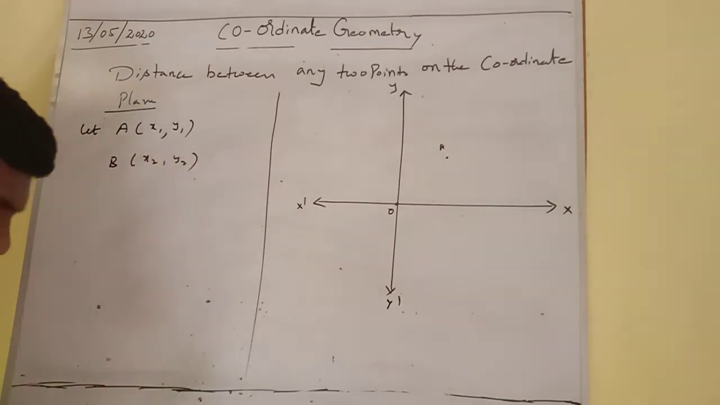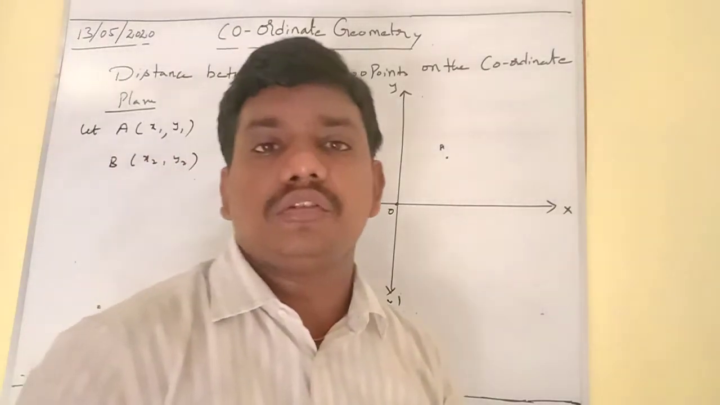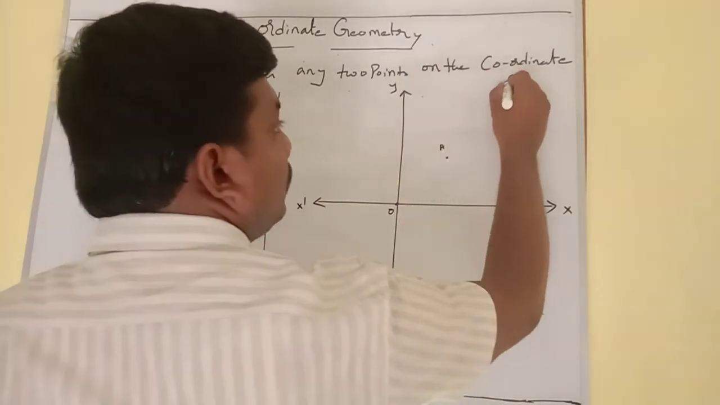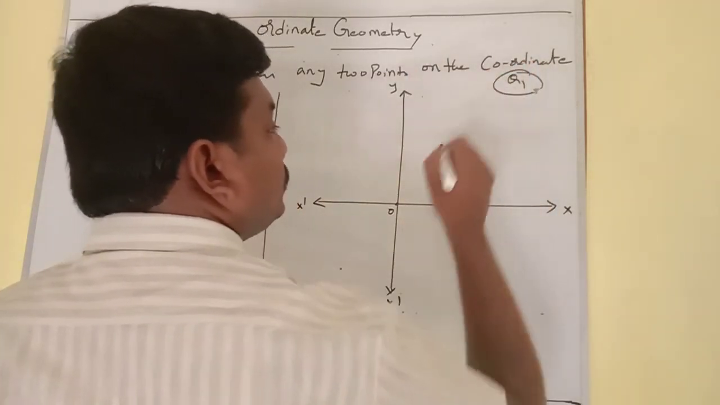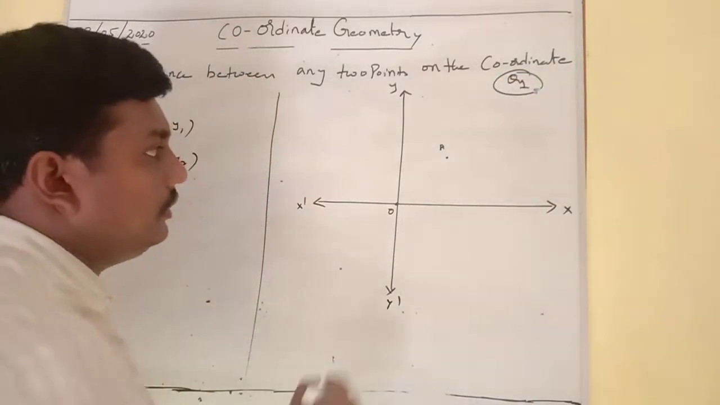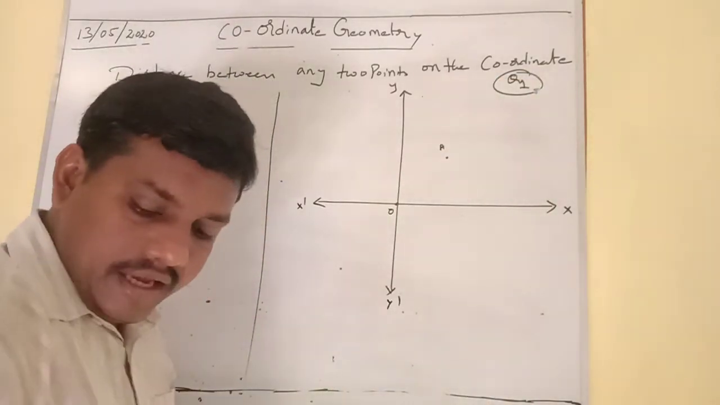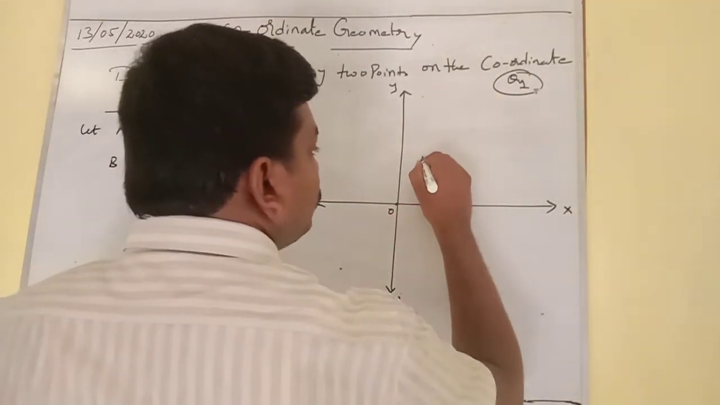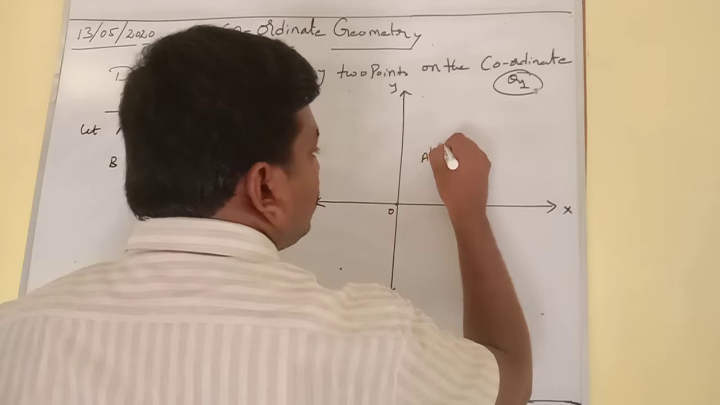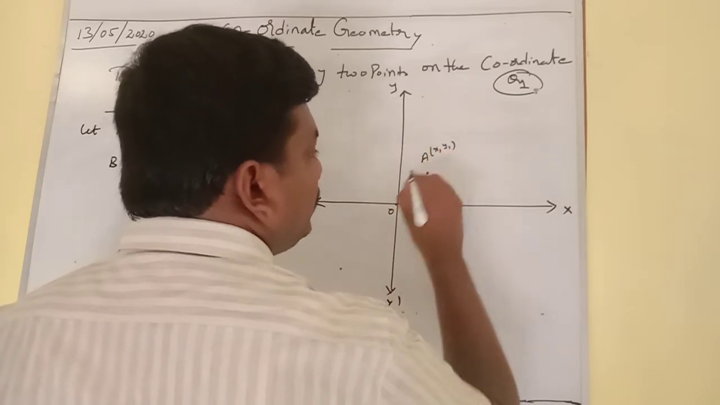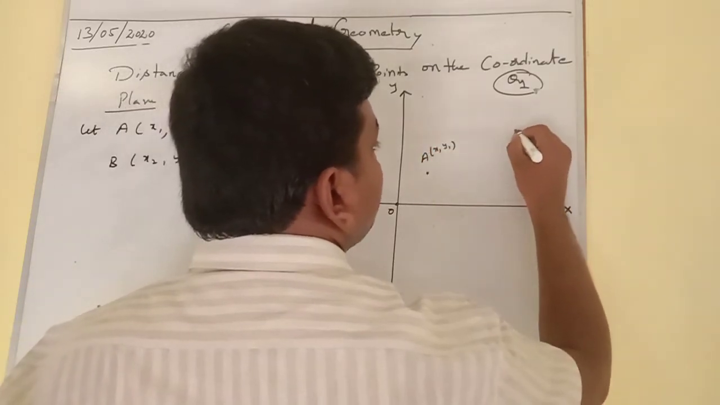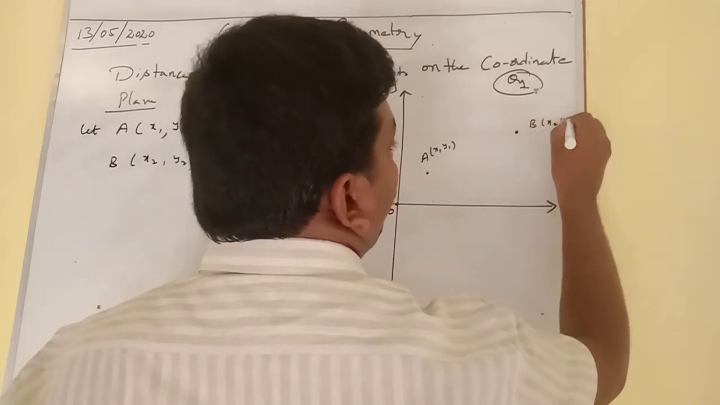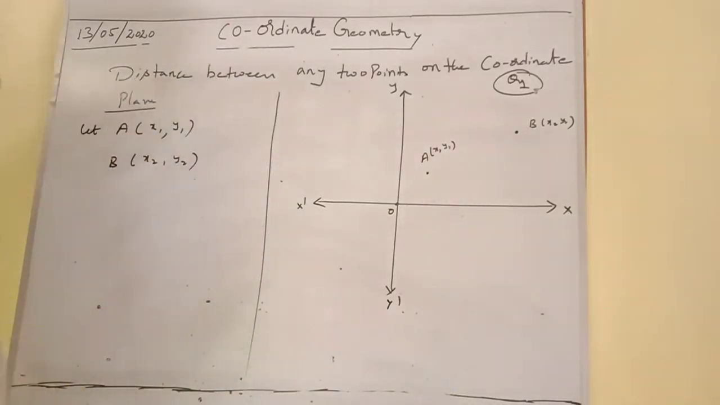x2, y2. For our better understanding, I am going to consider both the points in the first quadrant. So this is quadrant 1. Here A is x1, y1 and B is x2, y2. A is the point x1, y1 here, and B is the point x2, y2.